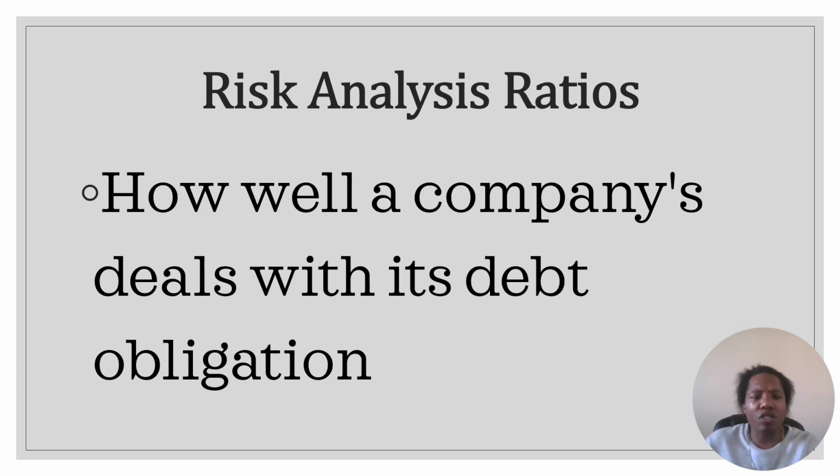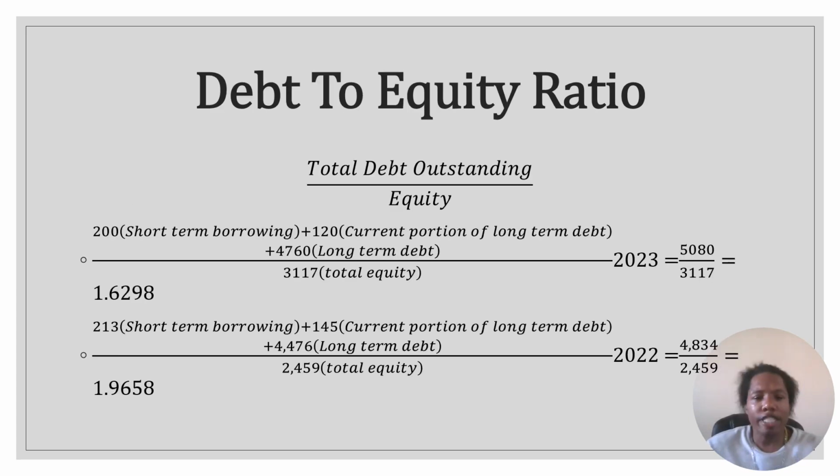Ratio analysis, risk analysis ratios: how well a company deals with its debt obligations. Debt to equity ratio: total debt outstanding divided by equity. Short-term borrowing plus current portion of long-term debt plus long-term debt, divided by total equity, equals 1.6298 for 2023, or for 2022, 1.9658.